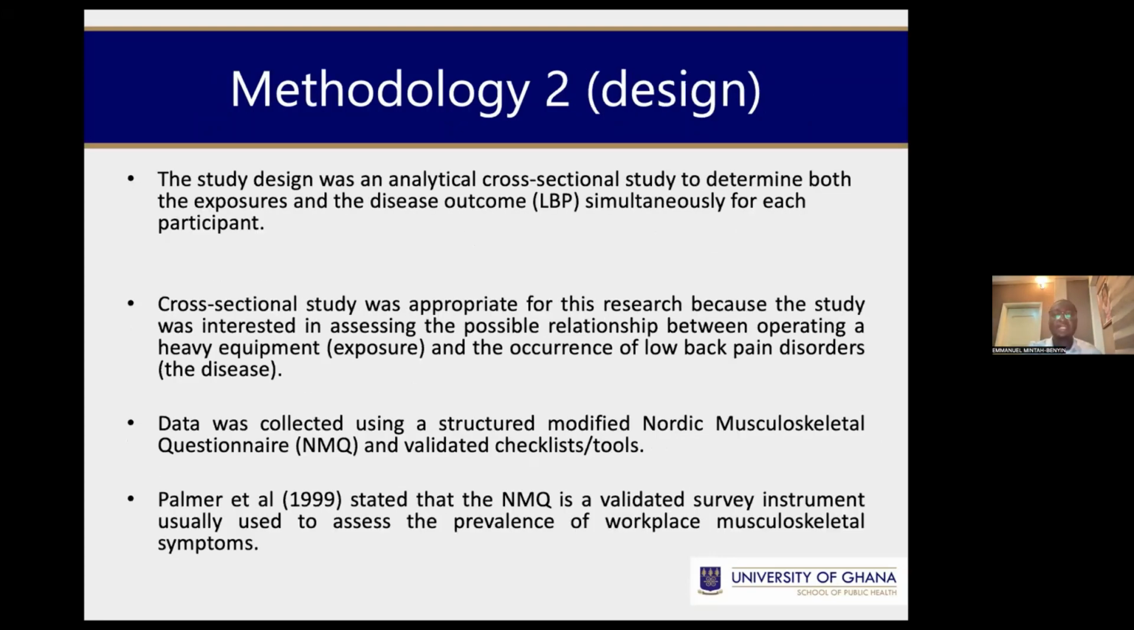The study was an analytical cross-sectional study to determine both exposure, which is the use of heavy machines or operating the heavy machine, and the disease outcome, which is low back pain, simultaneously for each participant. A cross-sectional study was appropriate for this research because the study was interested in assessing the possible relationship between operating heavy equipment and the occurrence of low back pain disorder. Data was collected using a modified Nordic musculoskeletal questionnaire and other validated checklist tools.